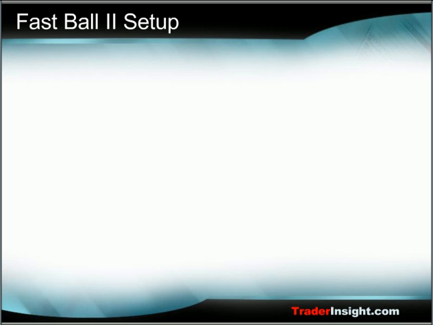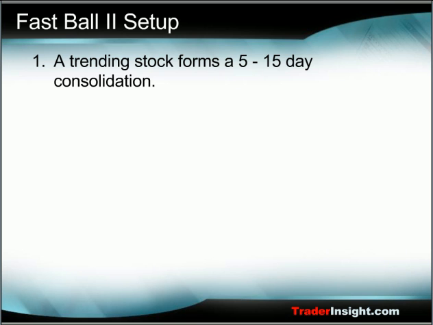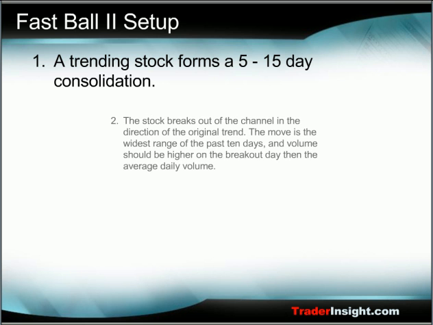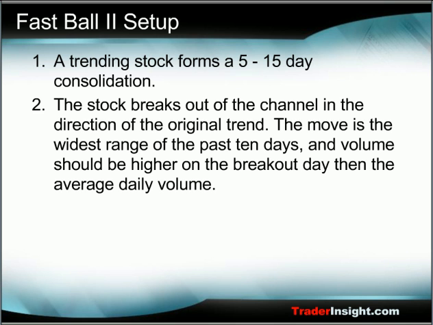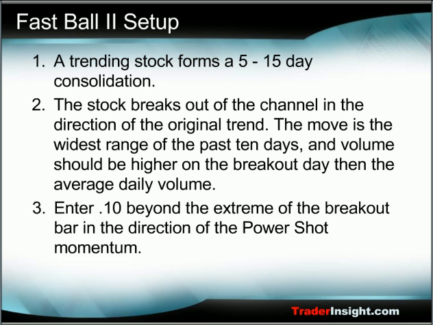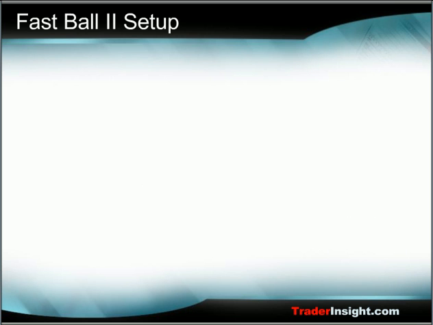The type 2 setup, same logic, but now you've got a consolidation that happens. So you've got a trending stock that forms a 5 to 15 day, so I'll go a week to about 3-week consolidation. It breaks out of the channel. It's got another directional move, widest move of the past 10 sessions. Volume should be really higher than average daily volume in the channel. And enter 10 cents beyond the extreme of the breakout bar in the direction of that powerful momentum.